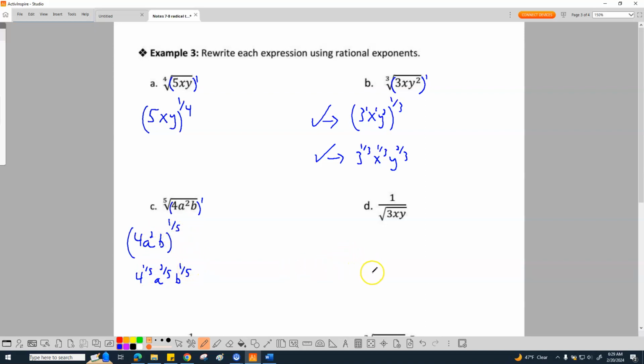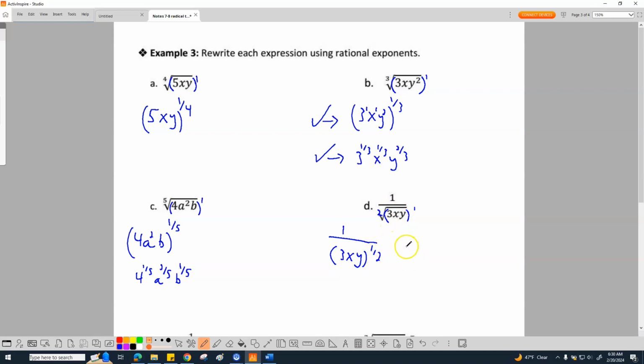Check this one out. This one's kind of cool. This one's super fun. I'm going to show you D on how to do this. It's kind of neat, and I'm just going to leave it like this. So on problem D, I would have this 1 over, remember there's a hidden 1 here, and we're going to put a 1 on this whole thing. I have 1 over 3xy to the 1/2. That's what that looks like. Now, you can expand it, but you notice, even though it's on the denominator, did the rules suddenly change for rearranging this? No, it did not. So we have this down.